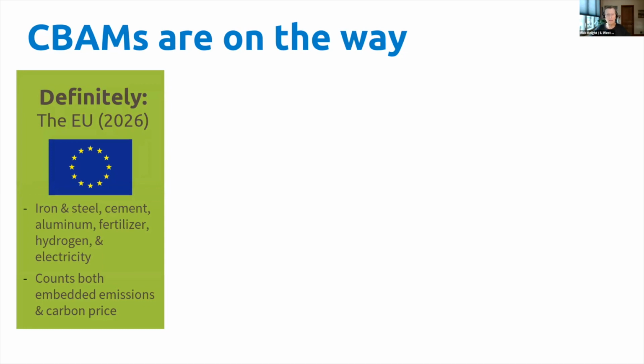Iron and steel, cement, aluminum, fertilizer, hydrogen, and electricity, because they do market electricity across borders. And so with countries that have a lot of hydropower and other countries that have coal power, there's a big difference in the carbon footprint between those countries within the EU. And importantly, it will count both the embedded emissions, meaning how much CO2 was emitted during manufacture, and any carbon price that was paid in the exporting country.